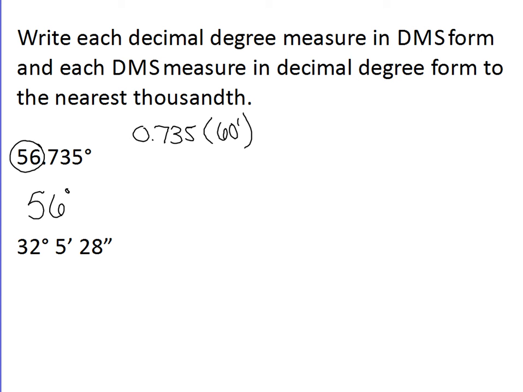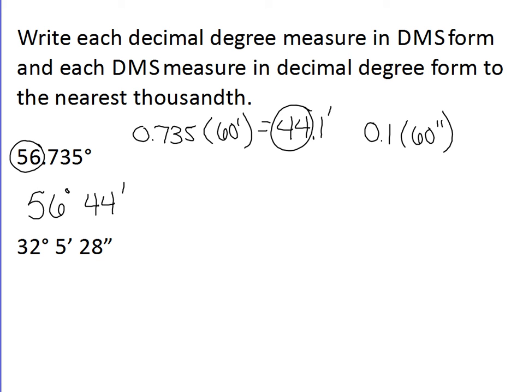And if we multiply that, we are going to get 44.1 minutes. So again, we can take this whole number, bring it down. So we have 56 degrees, 44 minutes. Now we have to figure out how many seconds. So we'll take our decimal part of this, 0.1, and times that by 60 seconds because we know there are 60 seconds in every minute. And if we multiply this, we are going to get 6 seconds. So 56.735 degrees is equivalent to 56 degrees, 44 minutes, and 6 seconds.